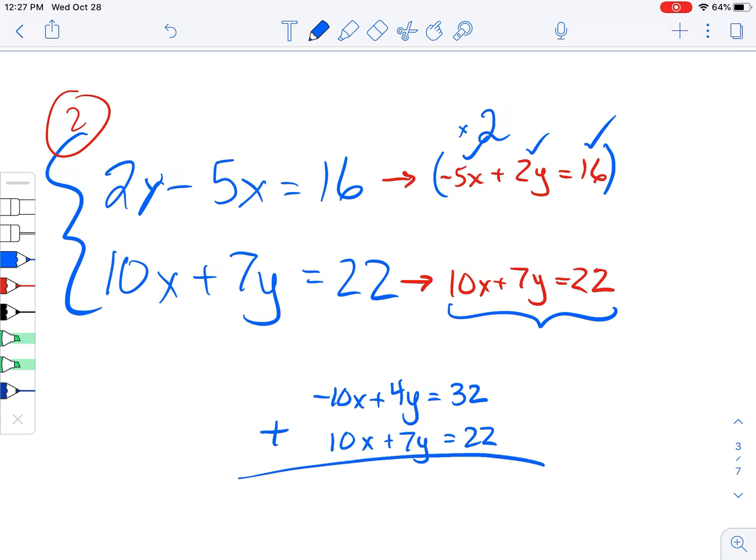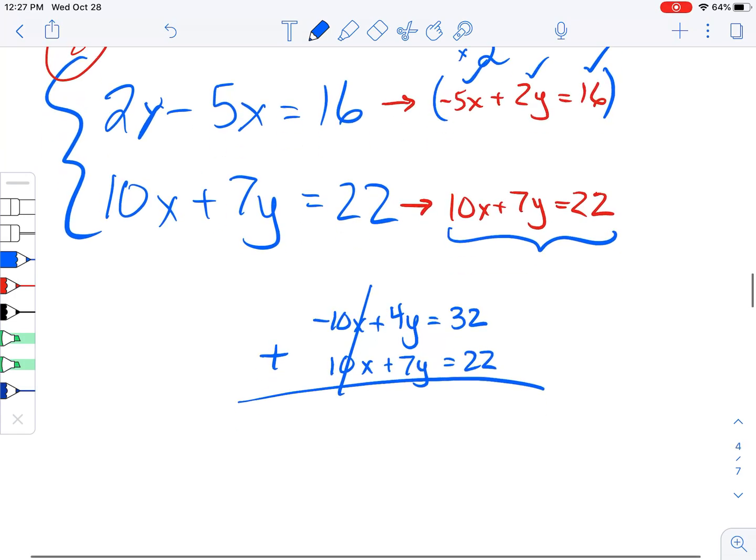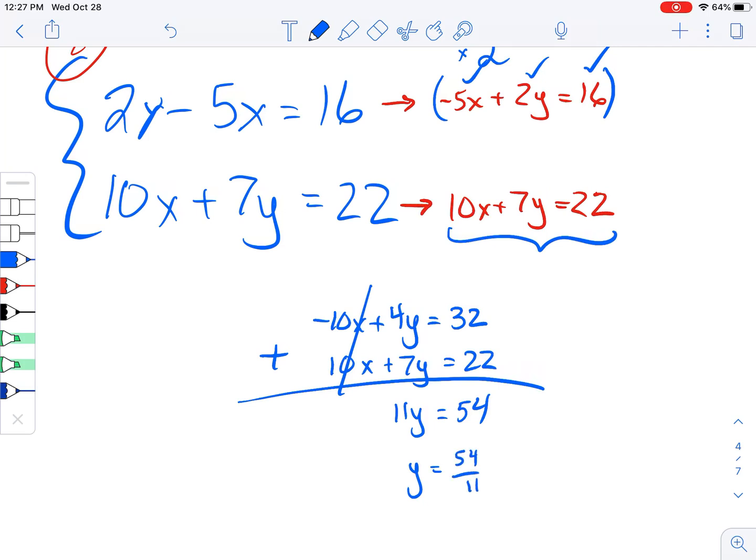Now if I add these, I'm going to eliminate my x's, so I will get 11y equals 54. So y is going to be 54/11. So y is 54/11. So now I have to find out what x is, and that takes some work. I'm going to take my first equation. I could take either, but I'm going to take the first one.